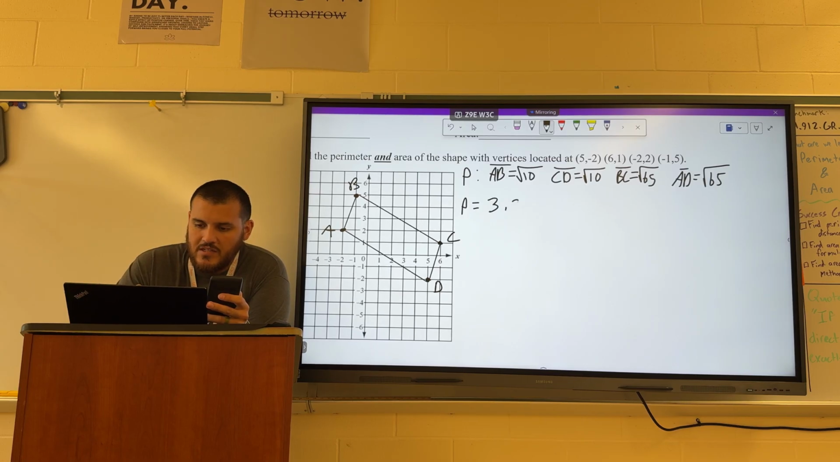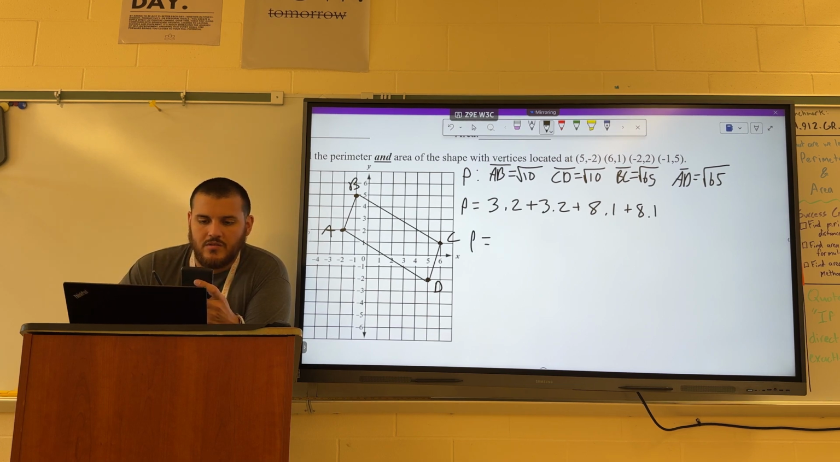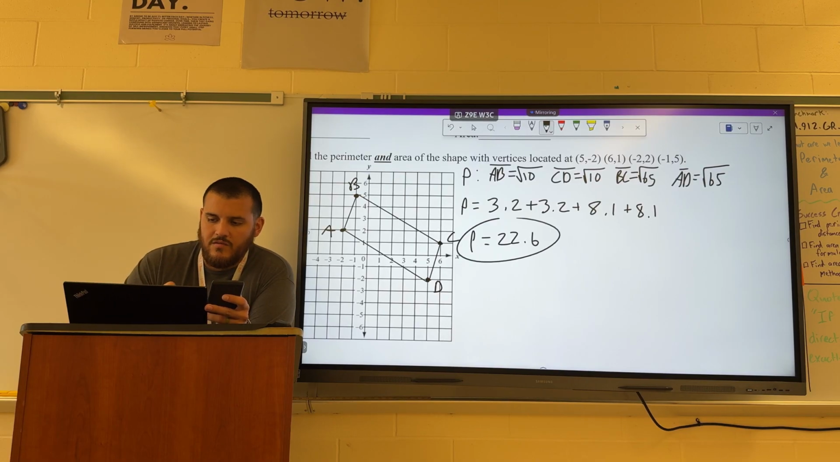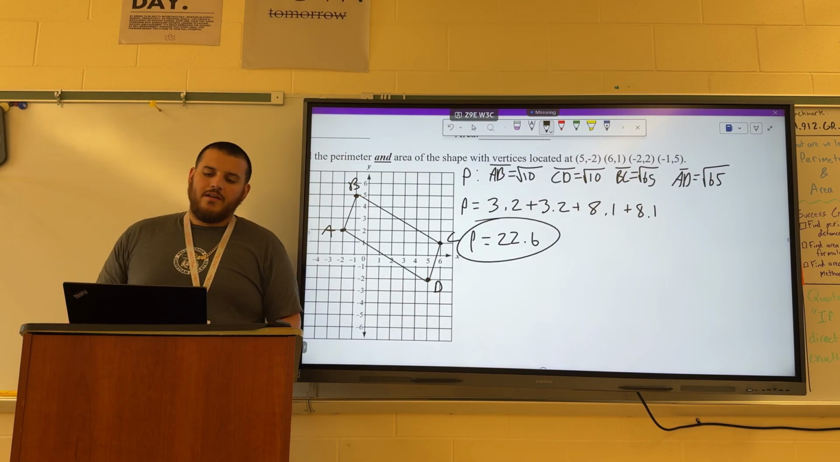So our square root of 10s are about 3.2. Our square root of 65 is about 8.1. And so now those values can all be added together to get our perimeter. So 3.2 plus 3.2 plus 8.1 plus 8.1 will give us about 22.6 for our perimeter on this figure.